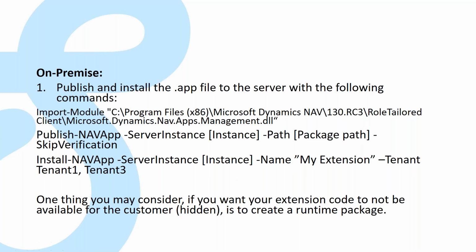After it has been published, we can install it with the following command: install NAV app. Again, we have to specify the server instance, the name of your extension, and the tenant on which you want to install it. And one more thing to consider: if you want your extension's code to be hidden from the customer, you need to create a runtime package.